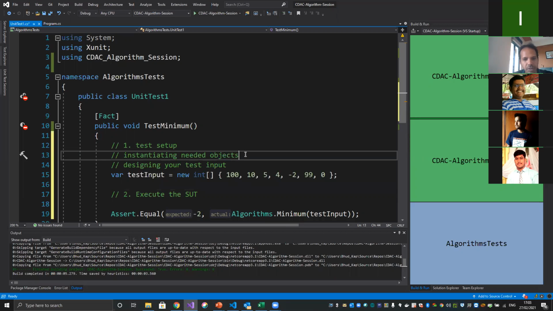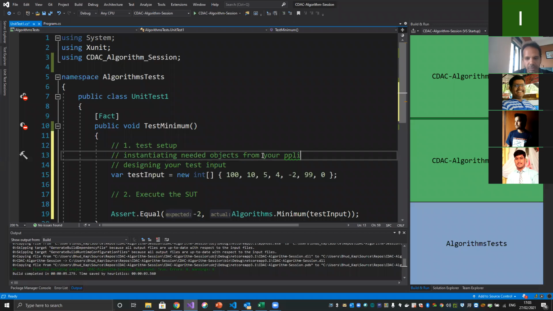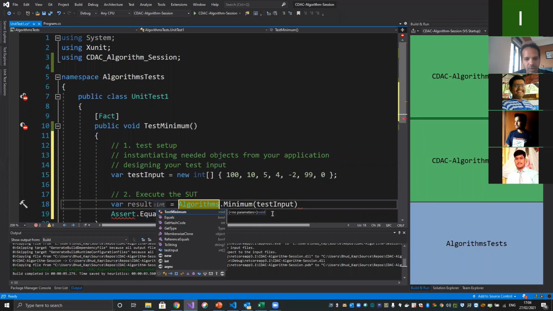So what I wanted to say here is needed objects from the system under test. Or, the proper thing would be from your application. Okay. And now we execute the system under test. So in this case, what I'm actually executing is this, my system under test. Okay. So I can say var result equals algorithm.minimum.